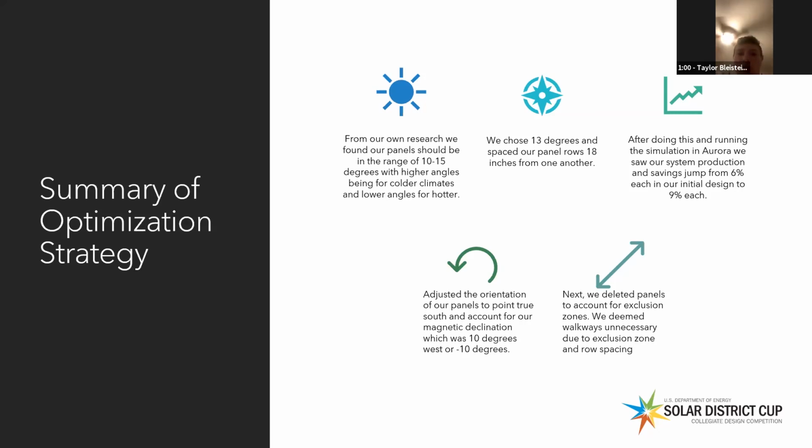Then we adjusted our orientation of the panels to point them true south. When me and Cornell, I don't know if Cornell is here or not, were doing the system design, we found out that all our panels were facing away from the sun. They were facing true north. So once we fixed that and accounted for our magnetic declination, which we calculated online and found to be 10 degrees west, we moved those negative 10 degrees in Aurora. And then, as we mentioned before, we also added in that exclusion zone.